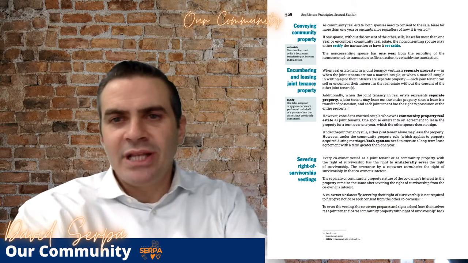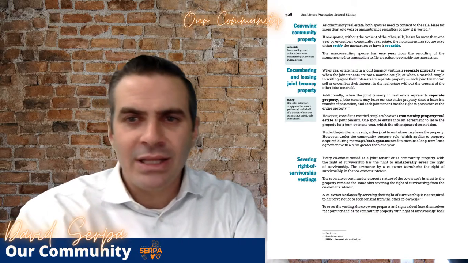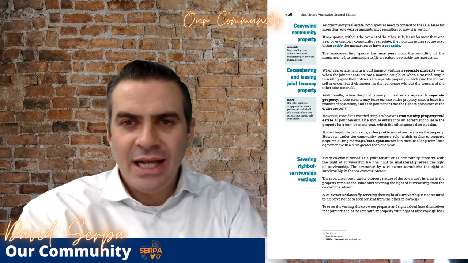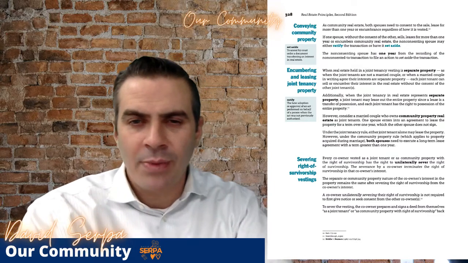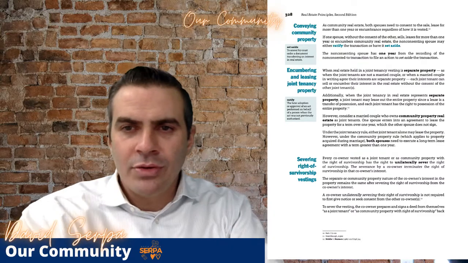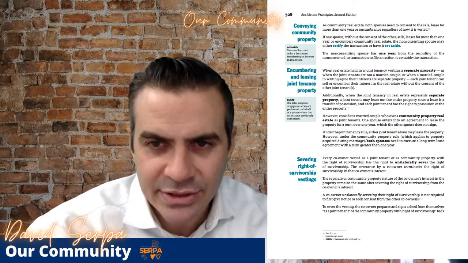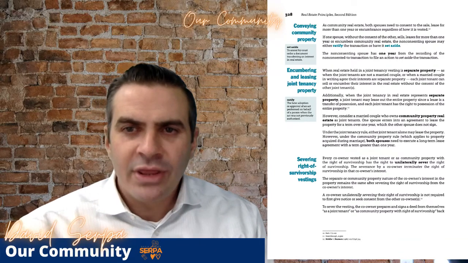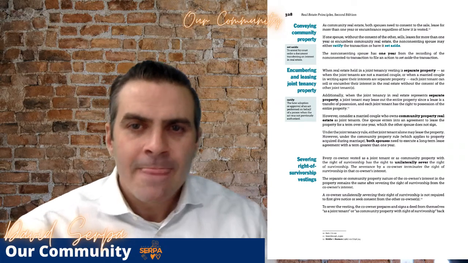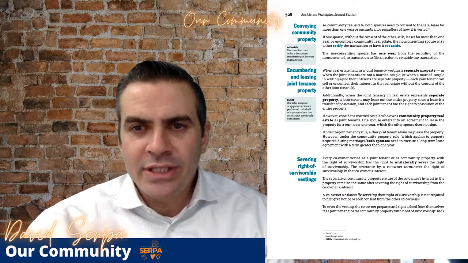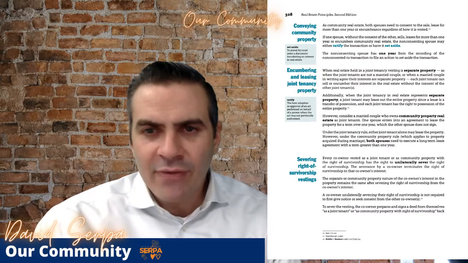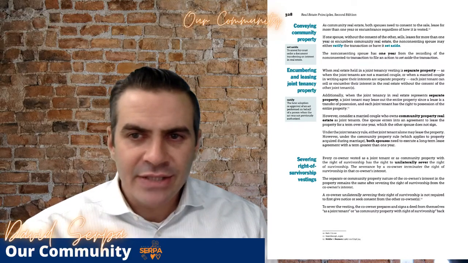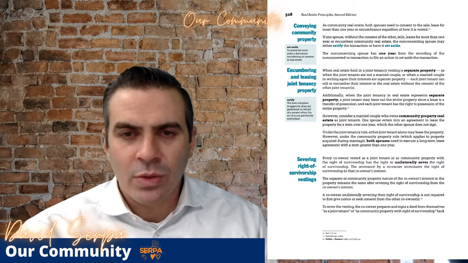Additionally, when the joint tenancy in real estate represents separate property, a joint tenant may lease out the entire property, since a lease is a transfer of possession, and each joint tenant has the right to possession of the entire property. However, consider a married couple who owns community property real estate as joint tenants. One spouse enters into an agreement to lease the property for a term over 1 year, which the other spouse does not sign. Under joint tenancy rule, either joint tenant alone may lease the property. However, under the community property rule, which applies to the property acquired during marriage, both spouses need to execute a long-term lease agreement with a term greater than 1 year.